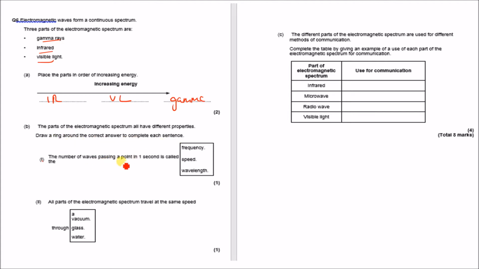The number of waves passing a point in 1 second is called the frequency. Remember, frequency is the number of waves per second. So if this was the number of waves and this was 1 second, we would have 1 wave to there, 2 waves to there, 3 waves to there, and 4 waves. There would be 4 waves per second. That means a frequency of 4 Hertz.